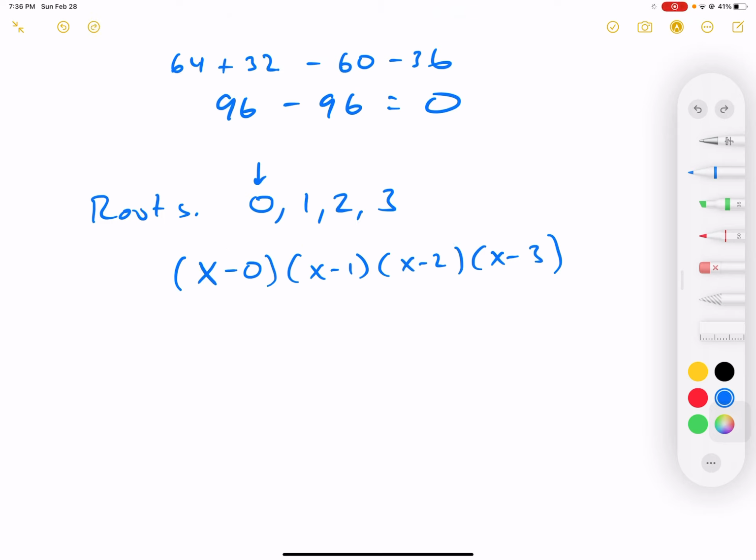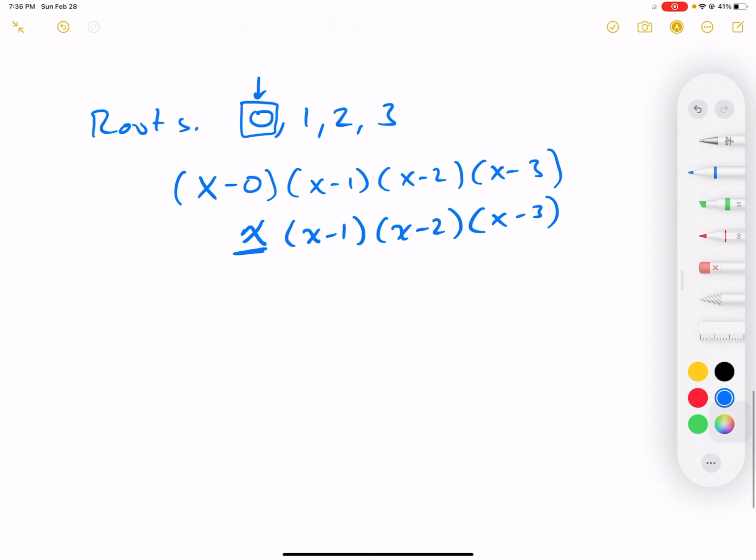But please, from now on, to save yourself time, whenever you see a 0 as a root, just write a free x floating around, because x minus 0 is really just x. Then that will save us a lot of time. And then the next trick here is, since x is so easy, we'll save that for last. Okay, this will be last. And we'll just multiply the other ones first.